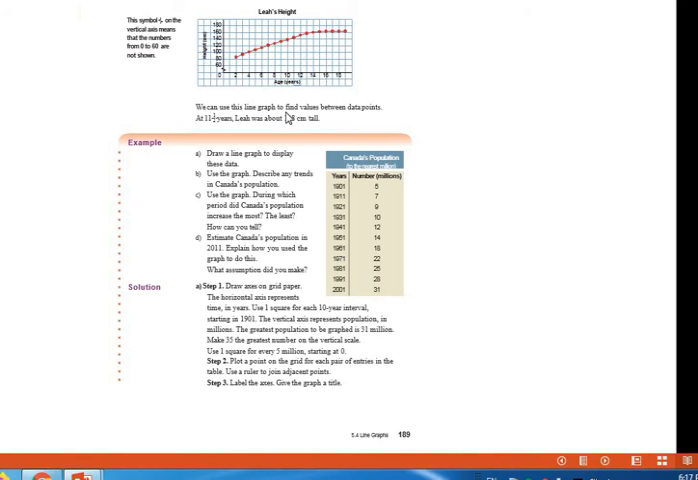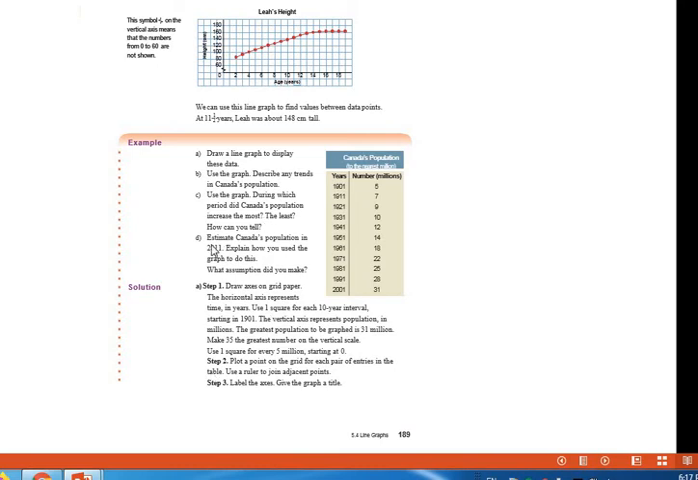We can use the line graph to find values between data points. At 11 and a half years, Lee was about 148 centimeter tall. Here, at the age of 11 and a half, she got 148. So I need to know now that the line graph represents the data over time.